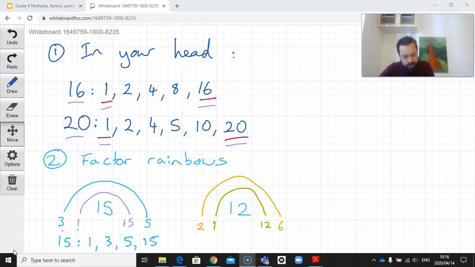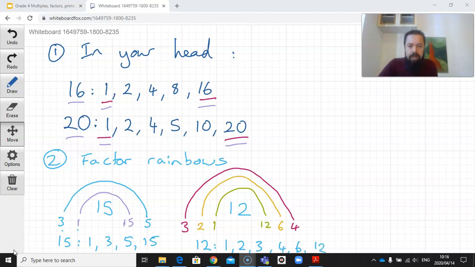What's the next one? Does 3 go in? 3, 6, 9, 12. Yes, 3 does. 3 goes into 12 4 times. Does 5? No. Does 6? Yes, but we've already got 6 over there. So that's all of our factors that go into 12. So now that we've got it, we're going to list them. 1, 2, 3, 4, 6, and 12. So it is important that you list them in order from smallest to biggest. Right, that's it. That's factor rainbows.